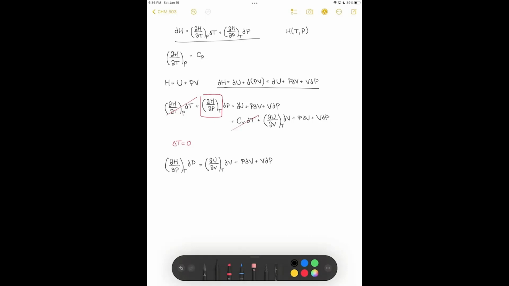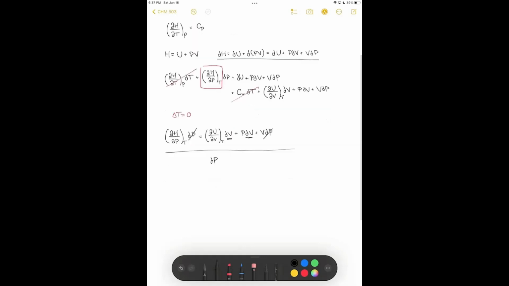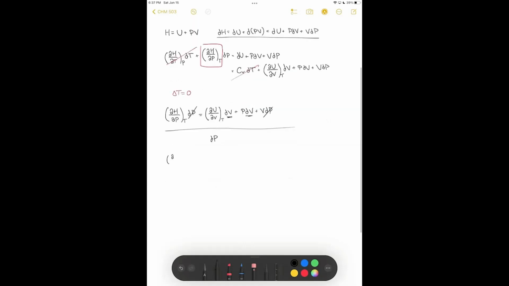What we really want is just this guy here, so we'll divide both sides of this equation by dP. What that looks like is we cancel out this term, we cancel out this term, and then what are we going to do with these dVs? Well, we're going to have a dV/dP, and this is an isothermal process at constant temperature. So what we end up with is the partial derivative of enthalpy with respect to pressure at constant temperature is equal to the following. So we've factored out these two guys here.